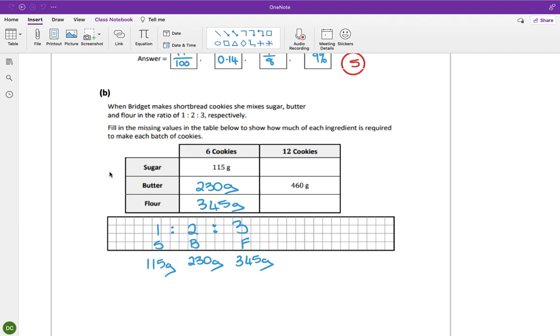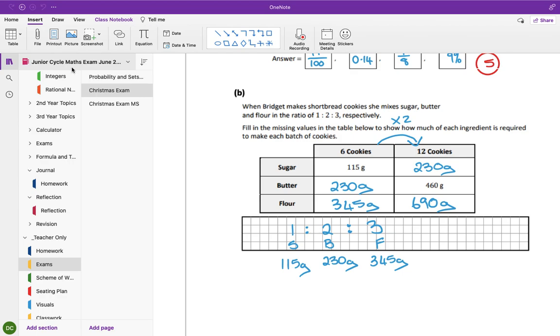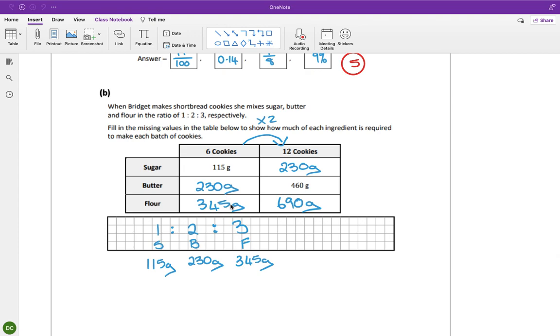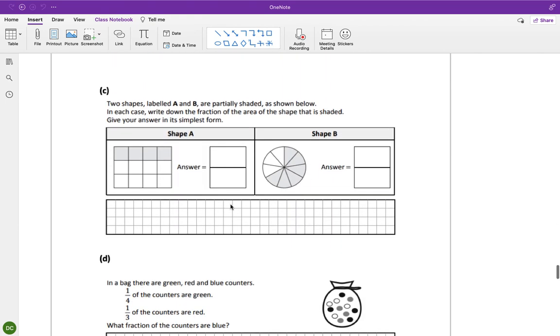So you'd need 230 grams of sugar. Oh, the 460 is already in. That's doubling 230. So that actually tells me that my number was right from the first part, which is grand. And then 345 multiplied by 2 is 690 grams. Okay, and that's worth 10. Okay, and we keep going.